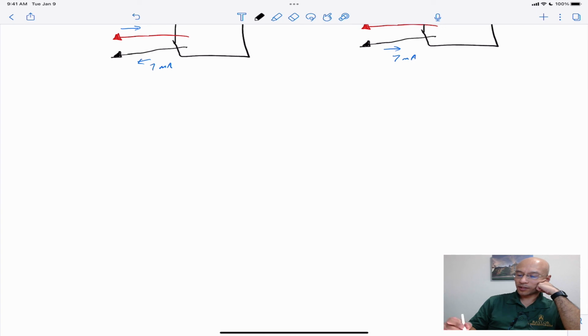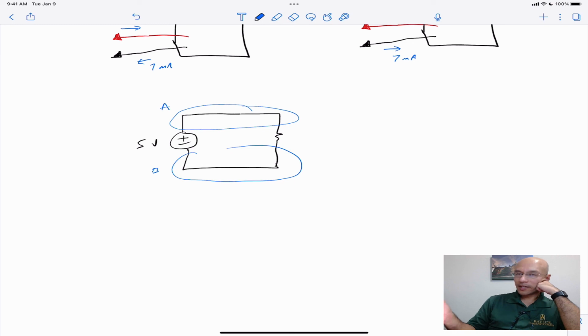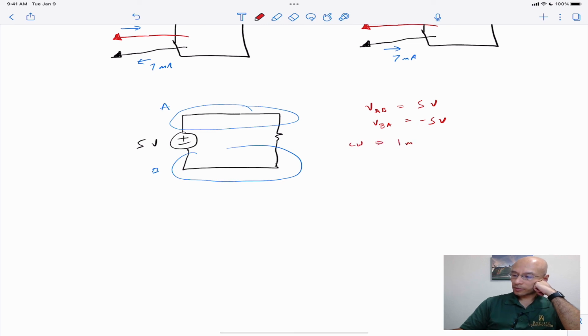Therefore, summing this up, let's draw the circuit again. The sign of the voltage or current reading really depends on the direction of the measurement. So for example, we know that VAB is 5 volts because A is 5 volts higher than B, and then VBA is negative 5 volts because B is negative 5 volts higher than A. And the clockwise current is 1 milliamp, and then the counterclockwise, negative 1 milliamp. So I'll just end by sketching that.